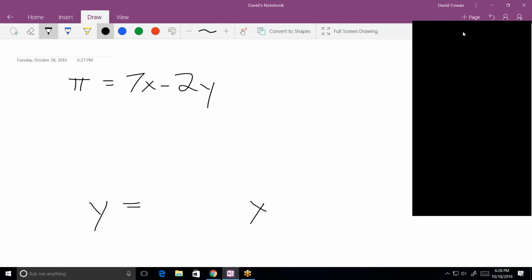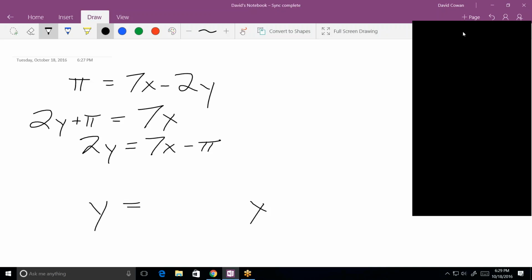Okay? So the first thing to do is what? How do I get y on the left side? Add it? Yeah. So now I have 2y plus pi equals 7x. Now how do I get rid of the pi? Subtract it? So now I have 2y equals 7x minus pi. Now how do I get rid of the 2 that's in front of the y?